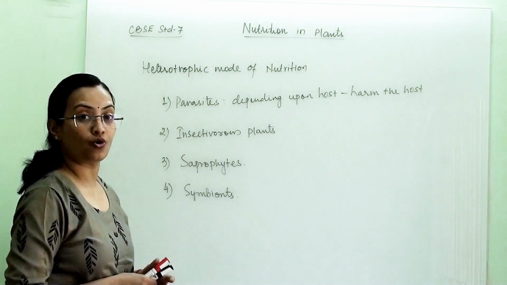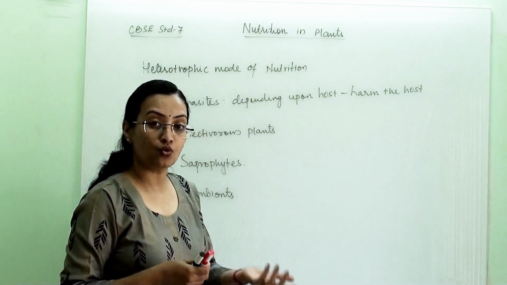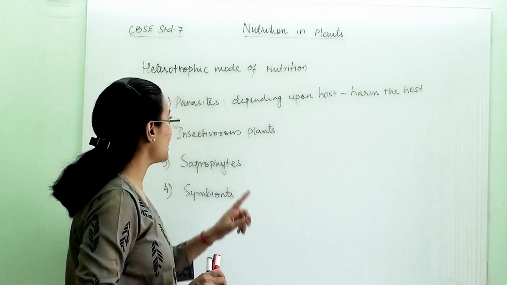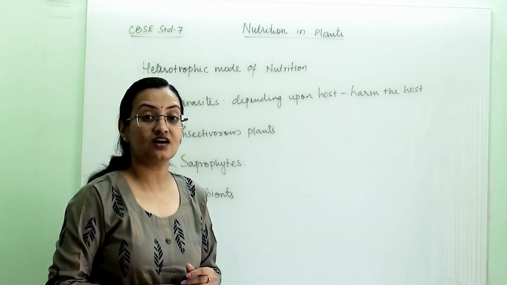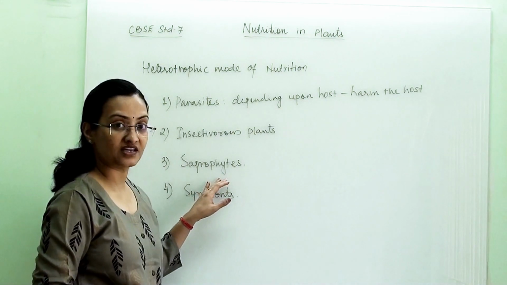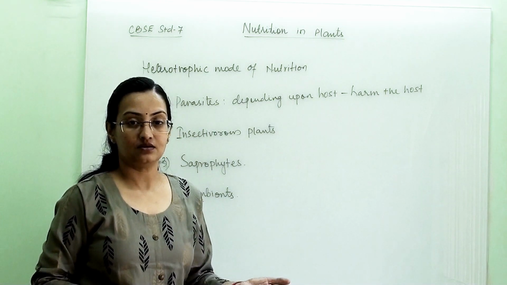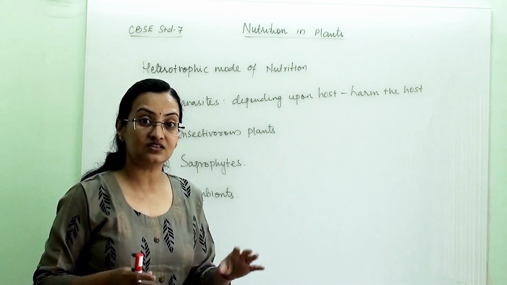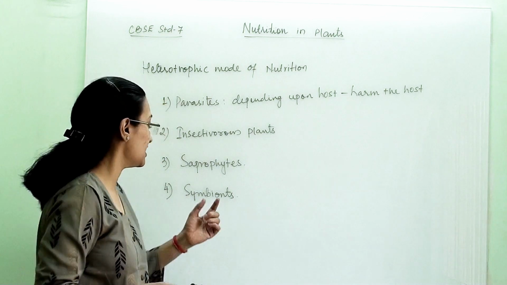Now there are four types of heterotrophs. First are parasites. Parasites depend upon a host, they are harmful for the host, and they survive upon the host. Second are insectivorous plants, plants which eat insects. Third are saprophytes, organisms which depend upon dead and decaying organic matter. Once an animal dies or leaves dry and fall onto the earth, the bacteria and organisms depending upon this dead and decaying material are known as saprophytes.